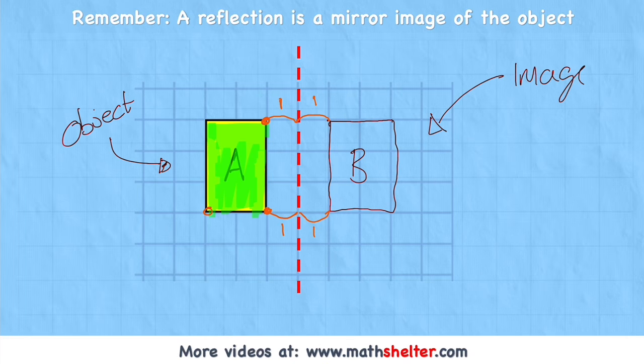But then when I choose this one over here, how many squares is it from my mirror line? It's 1, 2, 3. So I would need to come 1, 2, 3 away to get to that far corner. And again, same with this top left-hand corner. 1, 2, 3 to the mirror line. So 1, 2, 3 away from my mirror line.